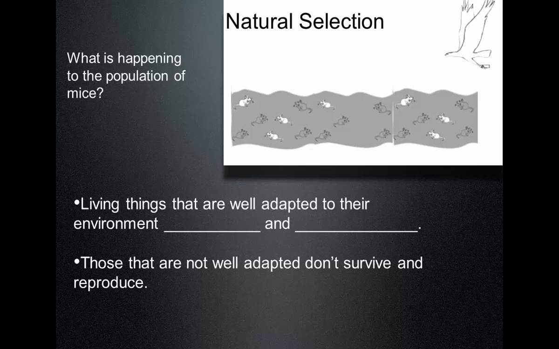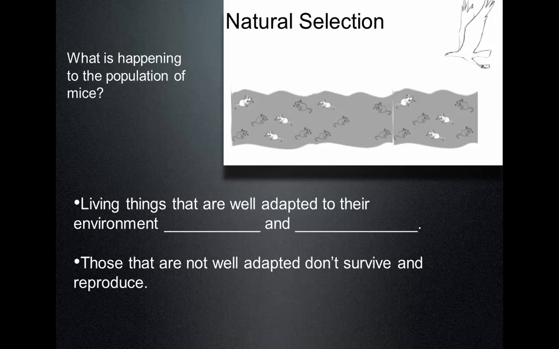How about these white mice? Are they going to survive as well? No. Are they going to reproduce as much? No. What's going to happen to the number of those white mice over a period of time? Nick? There'll be no more. It'll decrease and decrease until eventually maybe they're completely gone. And what we would say is this population of mice has evolved. It's changed over time. It went from being mixed fur colors to being all darker in color.